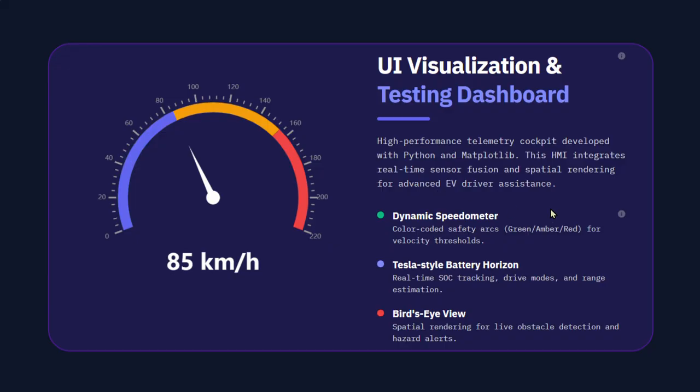dynamic speedometer, color coded for safety across green, amber and red for the velocity thresholds. And a Tesla style battery gauge. This component acts as our core energy display, processing incoming packets to track state of charge and highlight the active drive profile, ECU normal or sport, and scales the remaining range estimate dynamically.